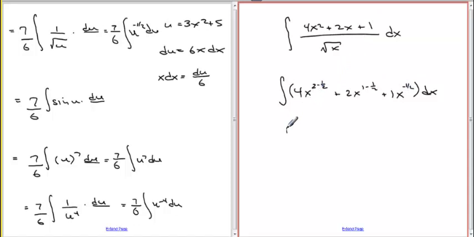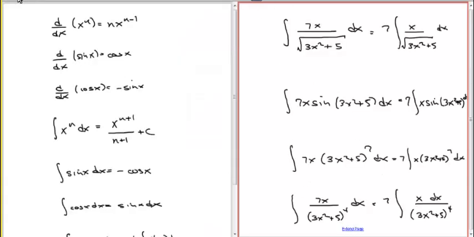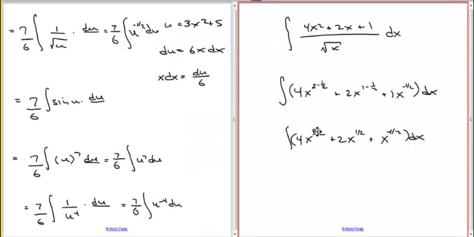So once you do that, you can simplify them. You get 4x to the 3/2 plus 2x to the 1/2 plus x to the minus 1/2 power dx. And so this is basically like the first case here, except the 3 terms don't involve whole number exponents. They involve fractional exponents. But then you can integrate it.